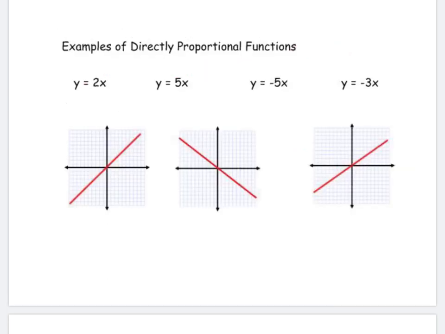So some of these you see in the examples below are directly proportional functions. All of the equations are directly proportional functions because they're all in the form y equals kx. And all of the graphs are examples of directly proportional functions because the graphs are linear and they all pass through the center point, the origin.